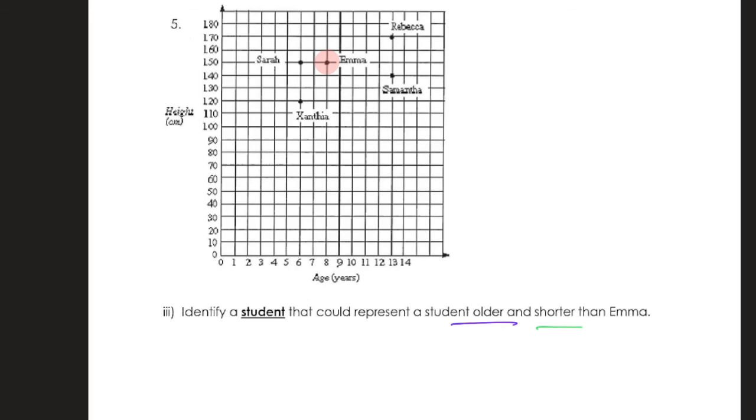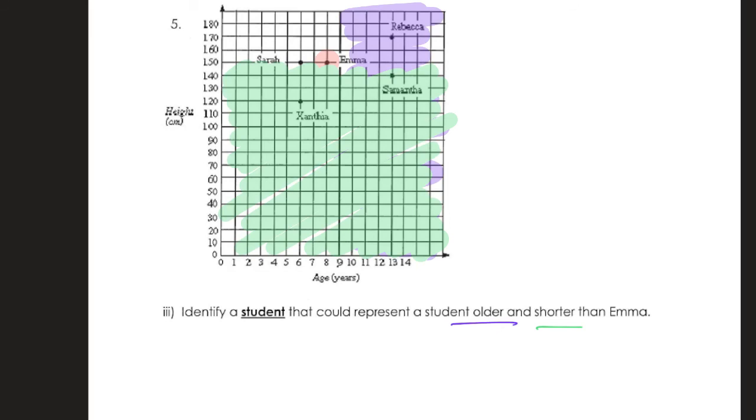Okay, we're back. So if I was looking at older than Emma, then I need to go in and deal with the older part. Well, right now, Emma is 8 years old. So I would need somebody that would fit within that purple range. That would be somebody that would be older than Emma, but they have to be shorter than Emma. So shorter, well, Emma's 150. So anybody shorter than Emma would fit into that range.